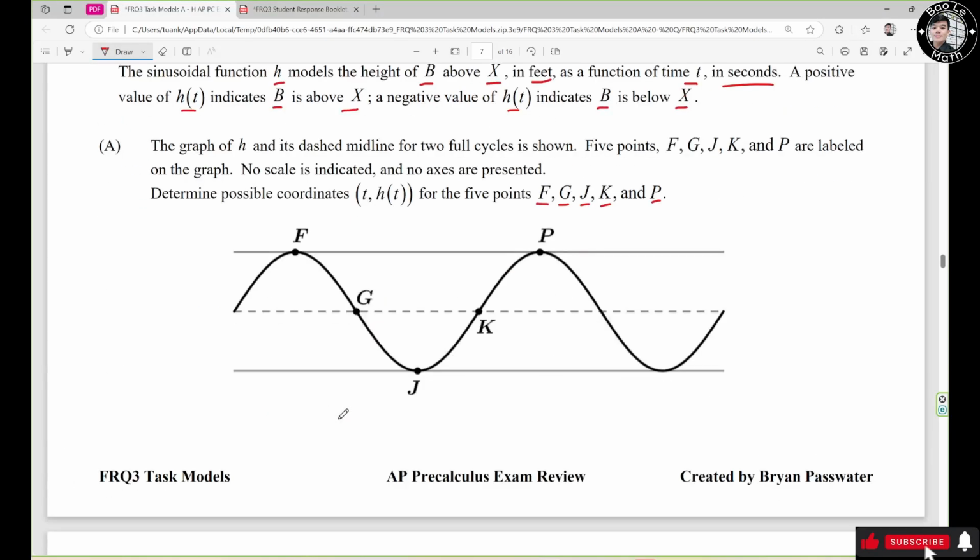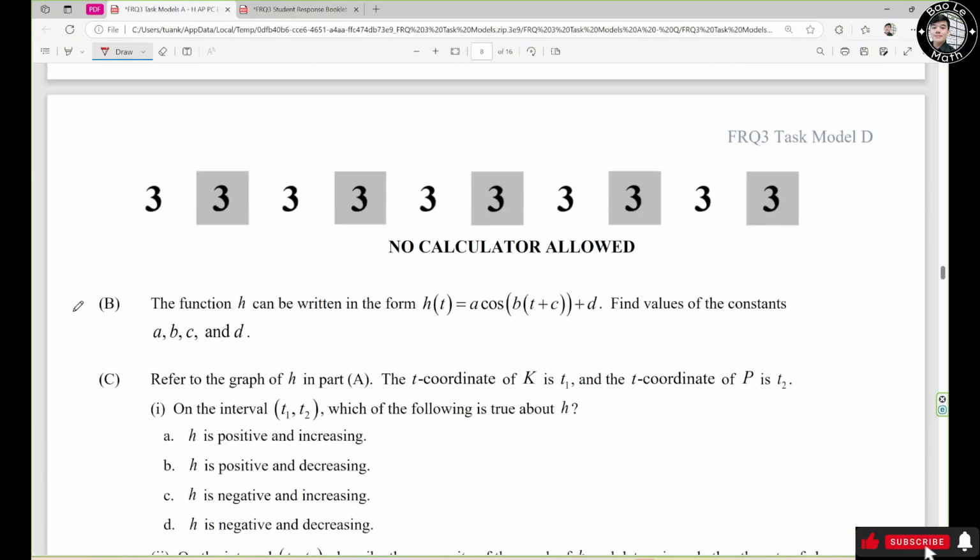Now let's move on to the next question right here. Question B. The function h can be written in the form h of t equals a cosine b of t plus c plus d. We need to find a, b, c, and d.